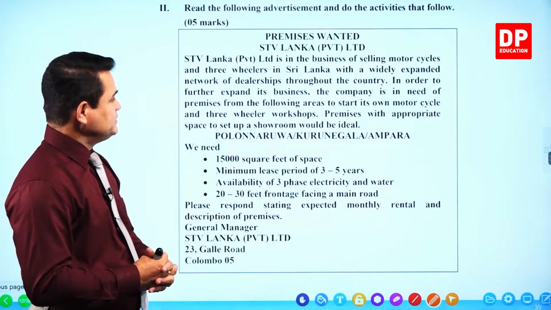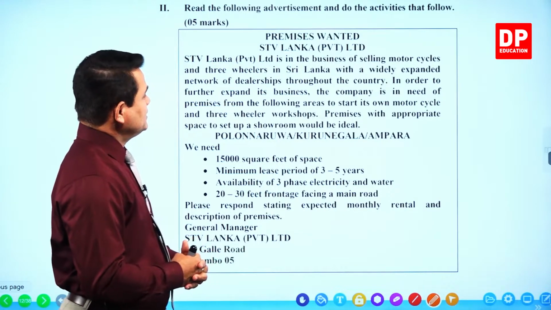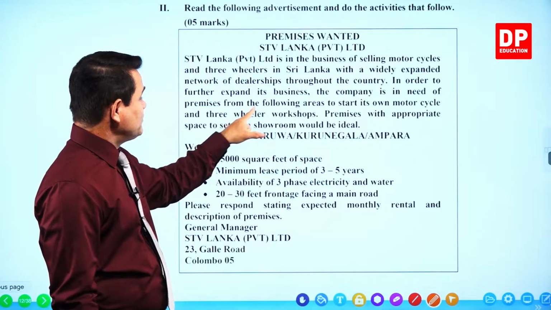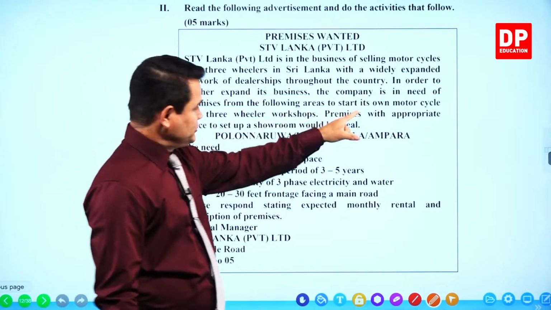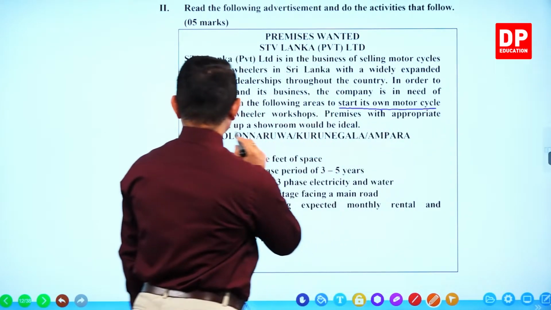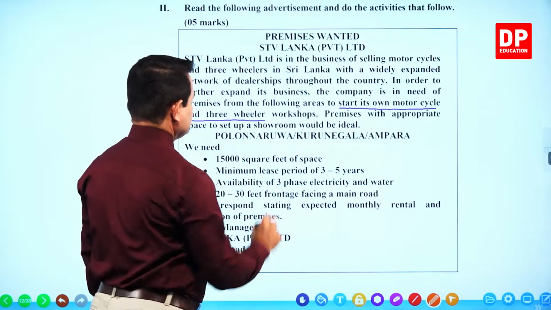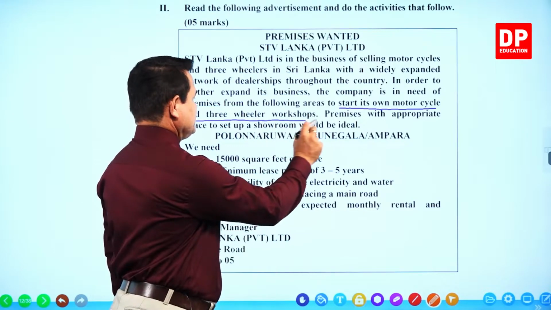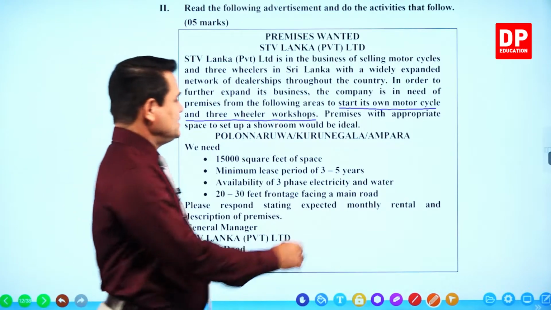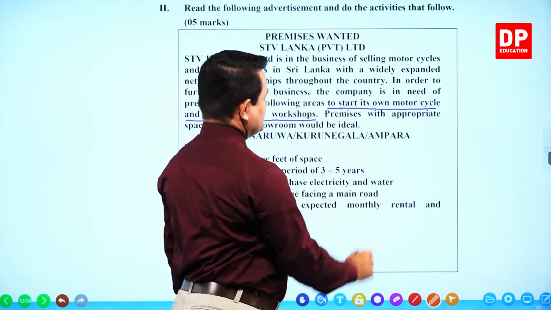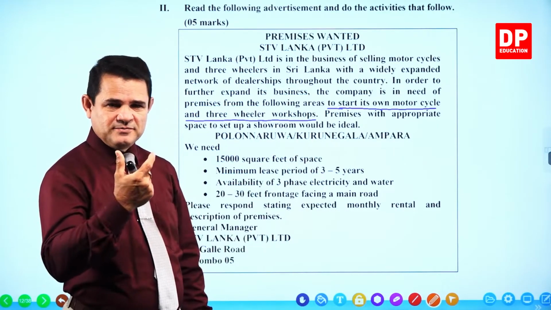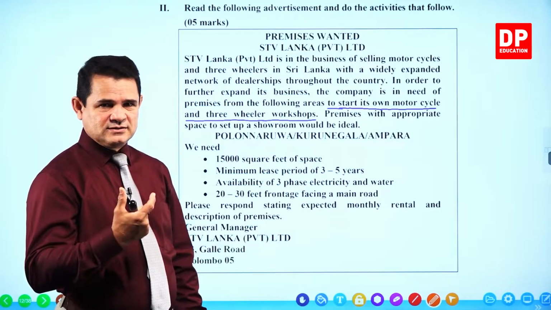So even if you write like this, the company's need of the premises from the following areas to start it, three-wheeler workshops. Right? To start. So no need of writing a longer answer. You just give the short answer.